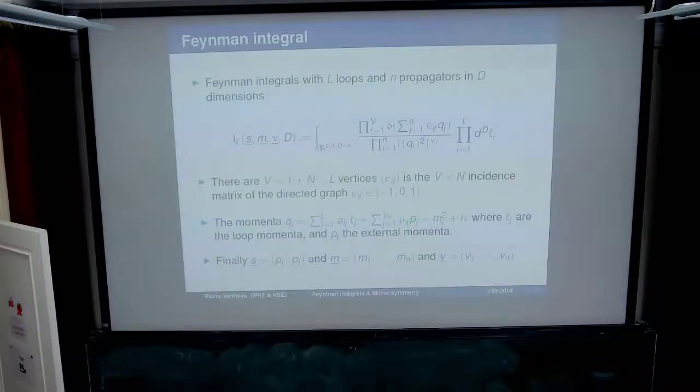And this is the dimension of space-time. The Feynman integral has a number of vertices and a number of edges, and the number of vertices minus the number of edges plus the number of loops is 1. It's the Euler characteristic of the graph. You integrate over as many loop momenta as there are cycles in your graph, from the homology of the graph. This is the generic formula, and you want to understand what this object is.